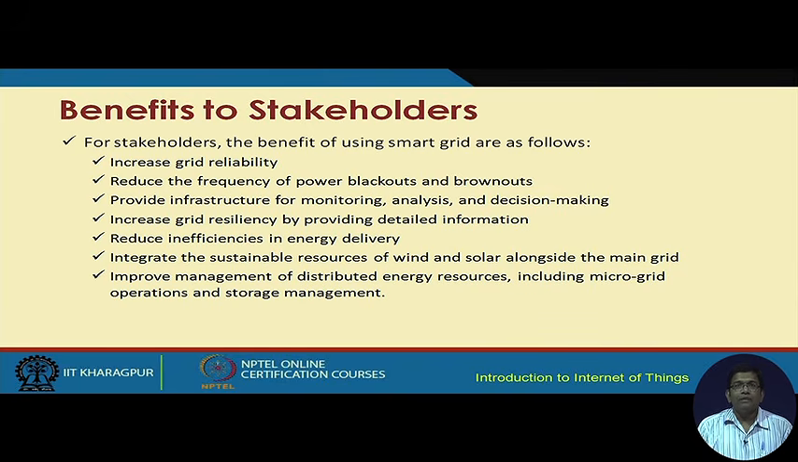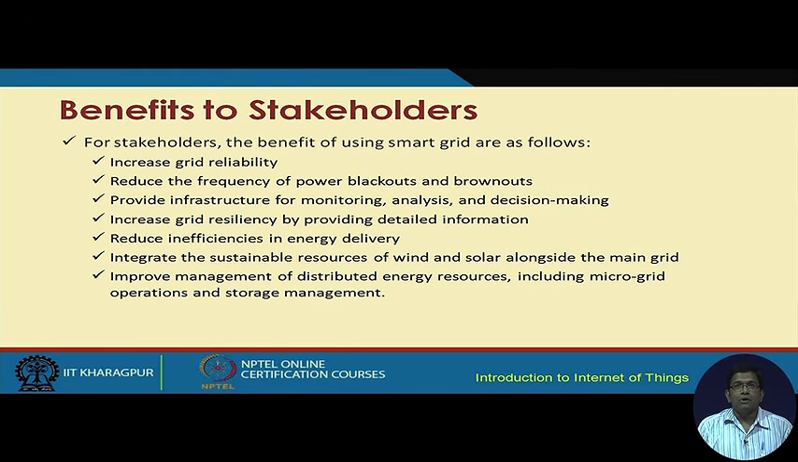Providing infrastructure for monitoring, analysis, and decision making is possible. Increasing grid resiliency by providing detailed information. Reducing the inefficiencies in energy delivery. If there are certain points where there is some energy leakage, those inefficiencies can be more efficiently addressed by the smart grid, and that is very important, particularly for the stakeholders, the service providers, and so on. And there are other important features also.